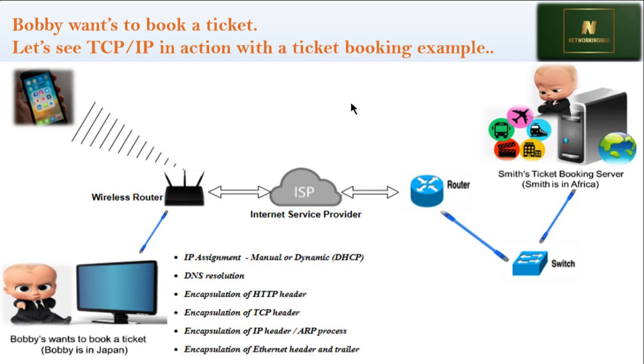Once the IP address is assigned, Bobby needs to open the browser on his device and punch in the URL www.smithsticketing.com. This URL is input by Bobby at the application layer. Networking devices do not understand URLs. Instead, they understand IP addresses. Therefore, we need to first resolve the URL into an IP address.